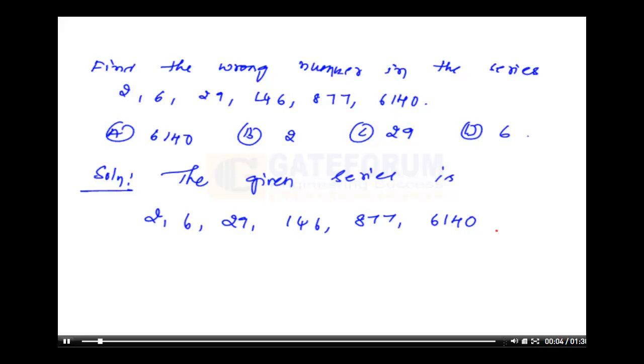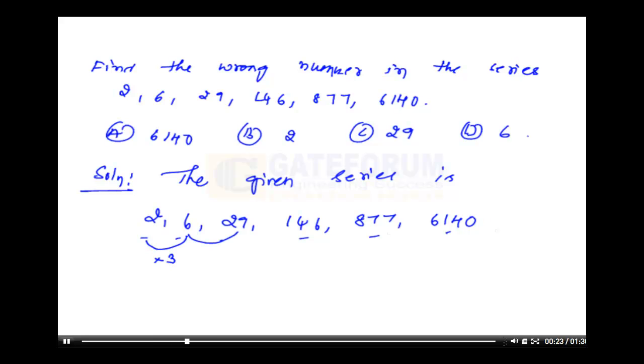We have to find the wrong number. The given series is 2, 6, 29, 146, 877, 6140. Now, by looking at the numbers, we can say that they follow a certain multiplication pattern. The relation between 2 and 6, I can give as into 3.